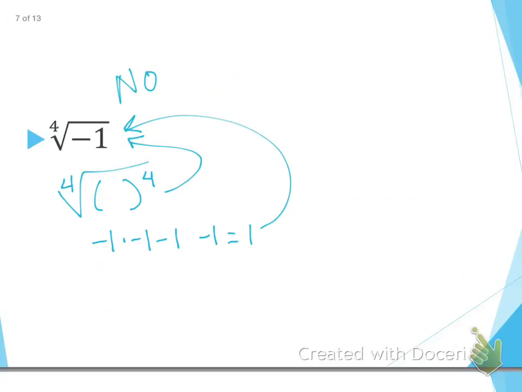So this one, we're going to say, not no solution, but doesn't work. You could say no solution, I'm fine with that. Because it would have an imaginary in it, because of that negative being in there, and we can't get to that 4th root of it.